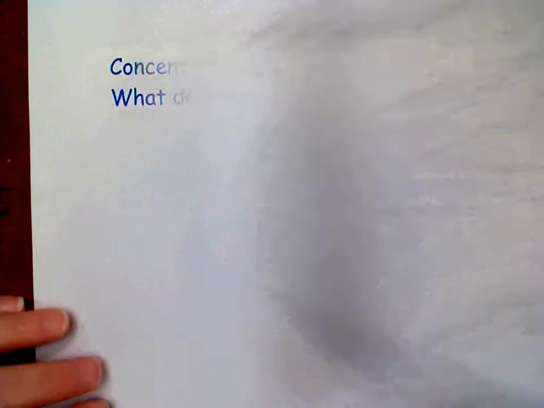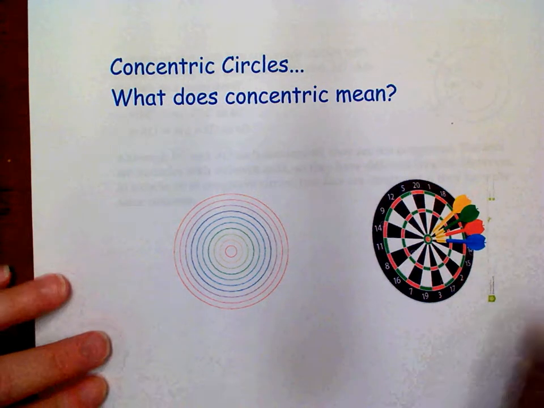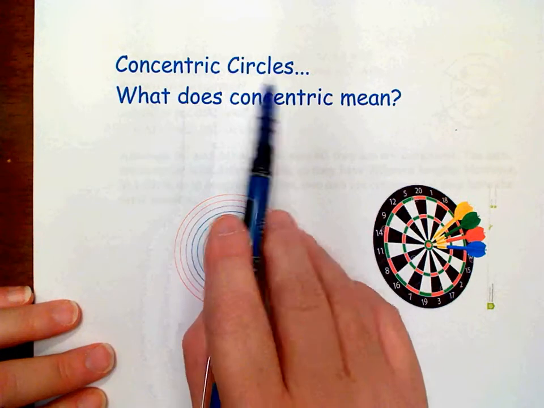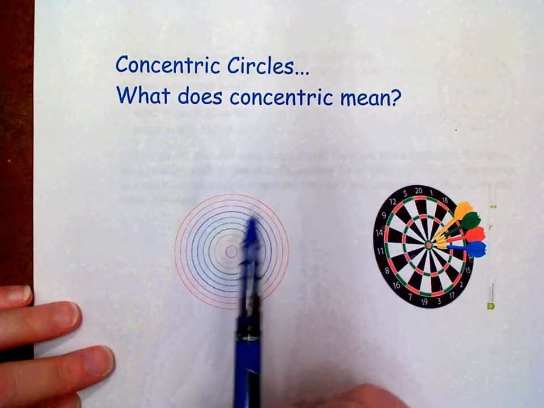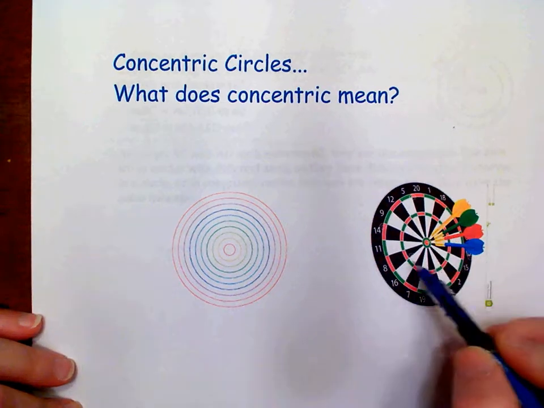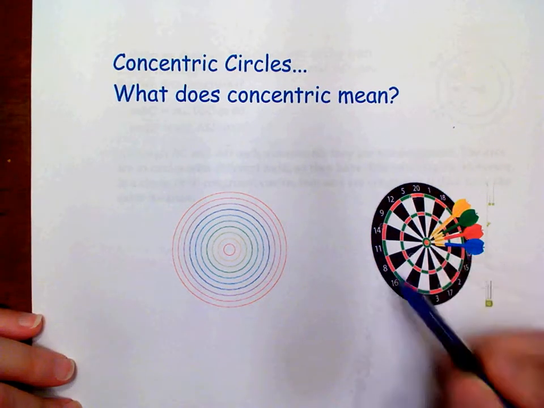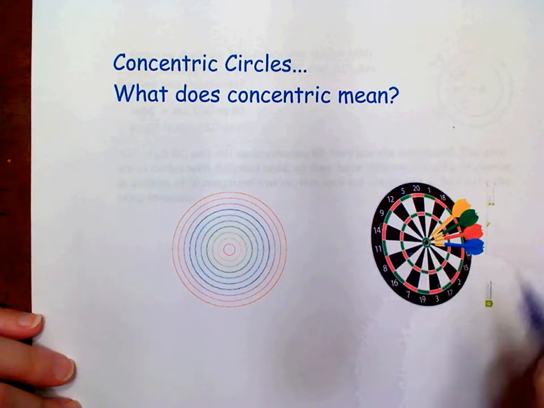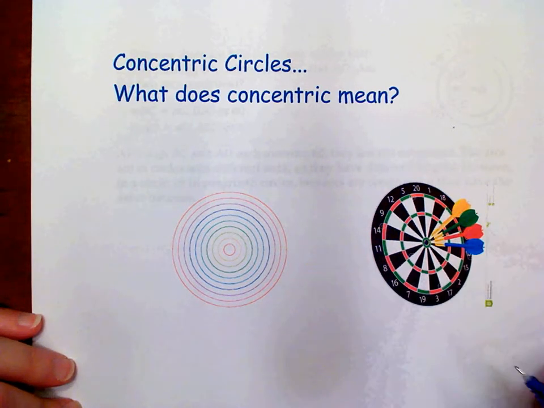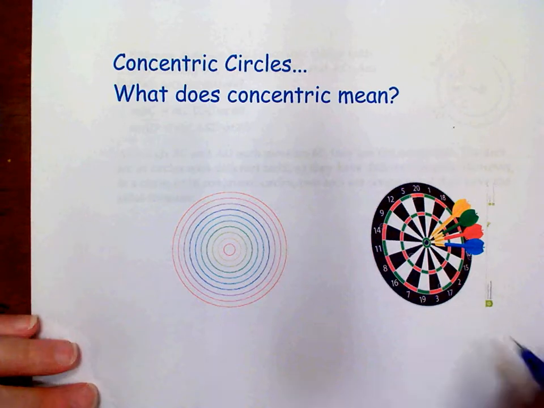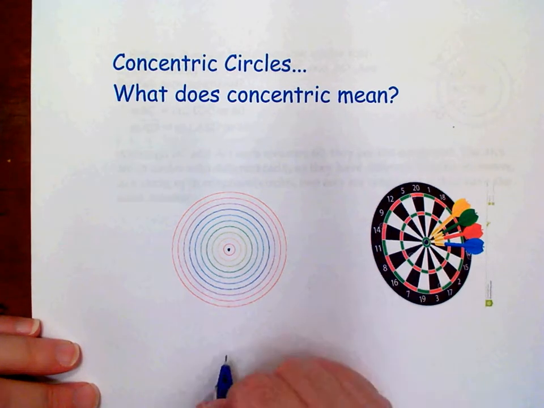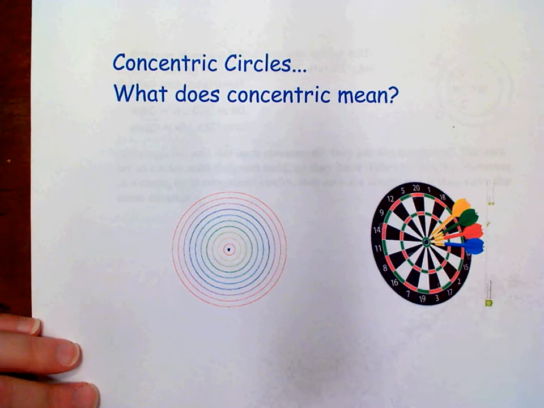A term that you'll need to know is concentric circles. All concentric circles are circles that have the same center. It's like a dartboard. You have these different circles here, but the bullseye of the dartboard is the center of all of those circles. So those are concentric circles. These are all concentric circles because that point is the center of all of those circles. So that's what concentric means.